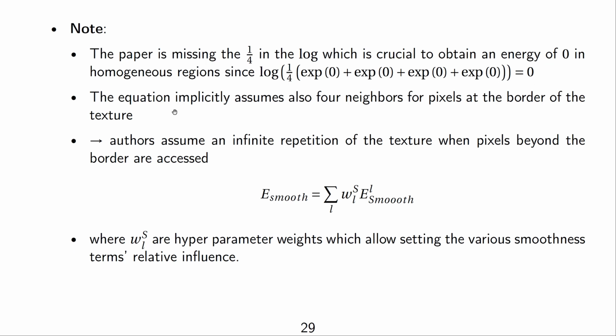You need to be careful because you have to do proper boundary handling. So if your pixel is at the boundary of the image, you need to find a way to slightly adapt this equation. Also, as with all the other losses, this smoothness term can be weighted differently for the different layers.